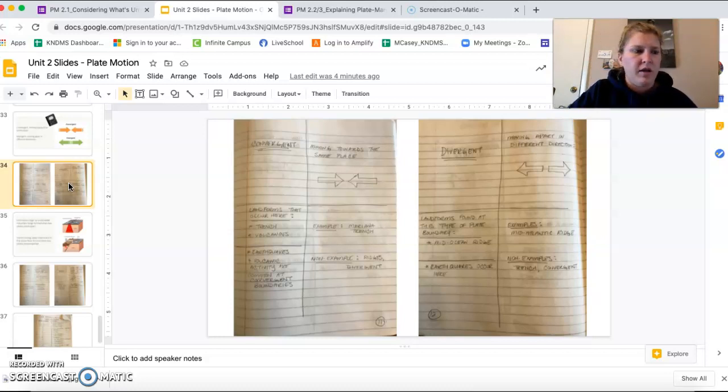So in the upper left-hand corner, you always put the term. So for this one, it's convergent. The definition is moving towards the same place. I drew two arrows moving towards each other. And this is where I'm giving you this information over here because this is going to be a little different than what we've been doing.